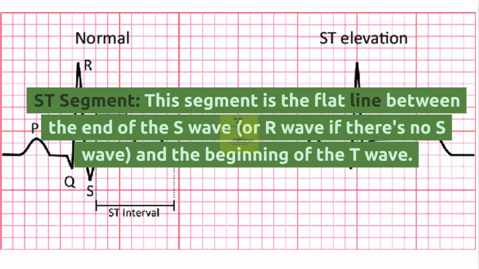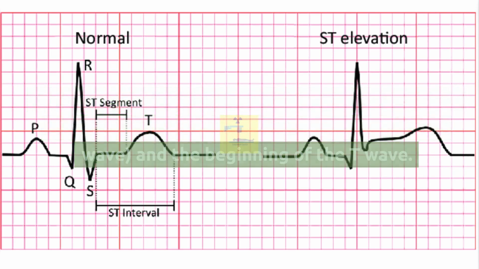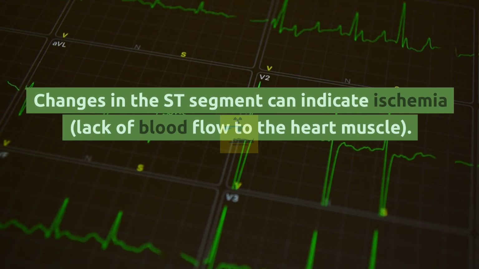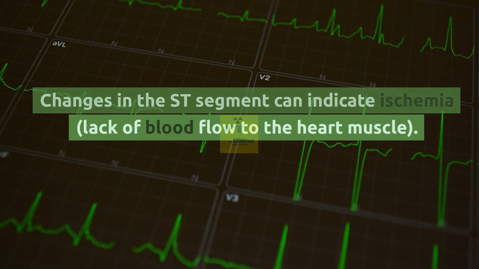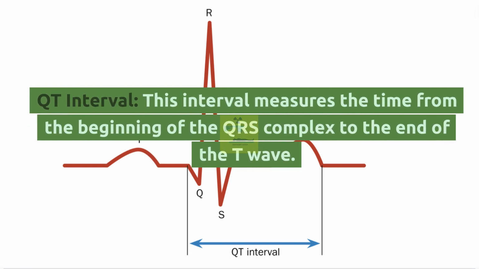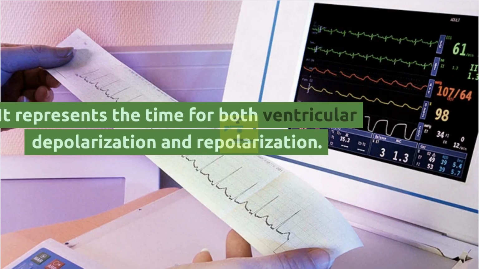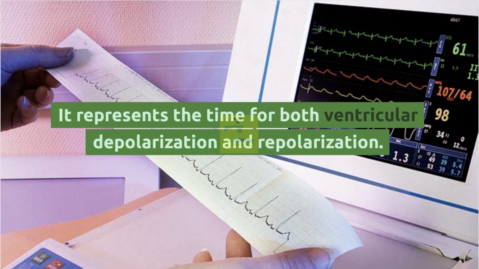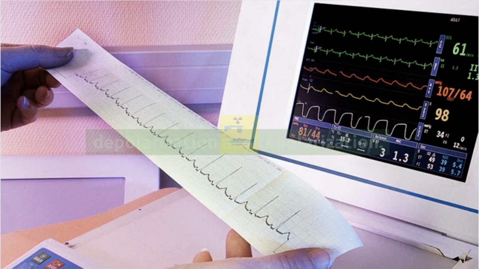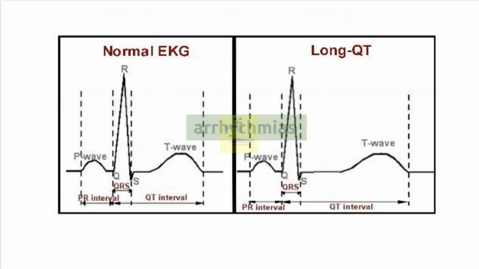ST segment. This segment is the flat line between the end of the S wave, or R wave if there's no S wave, and the beginning of the T wave. Changes in the ST segment can indicate ischemia, lack of blood flow to the heart muscle. QT interval. This interval measures the time from the beginning of the QRS complex to the end of the T wave. It represents the time for both ventricular depolarization and repolarization. Abnormal QT intervals can indicate a risk of arrhythmias.